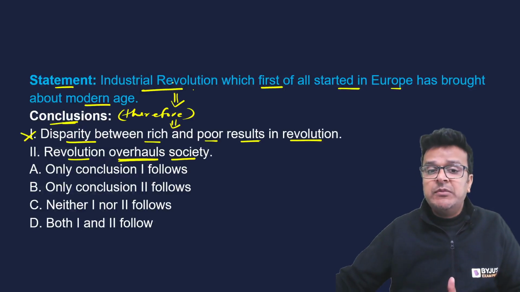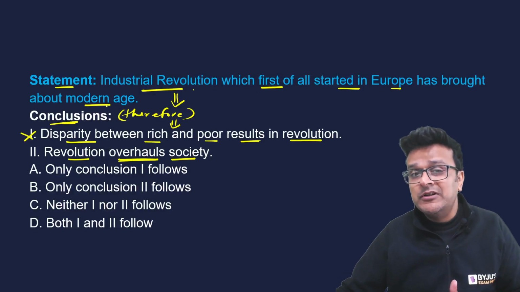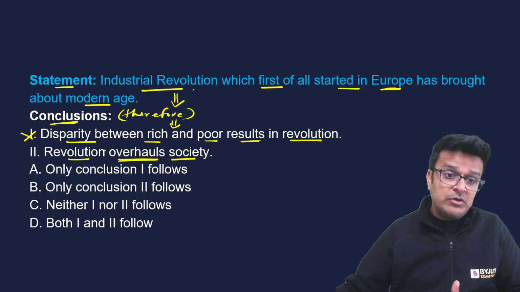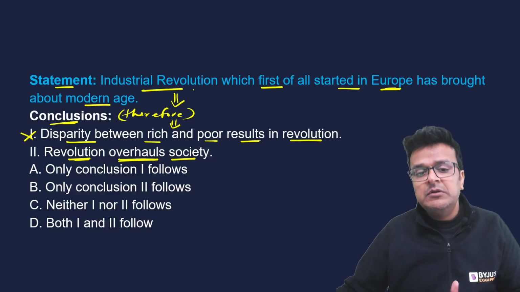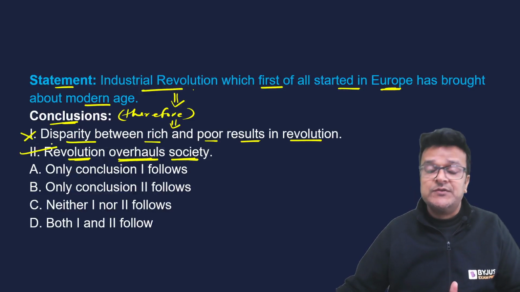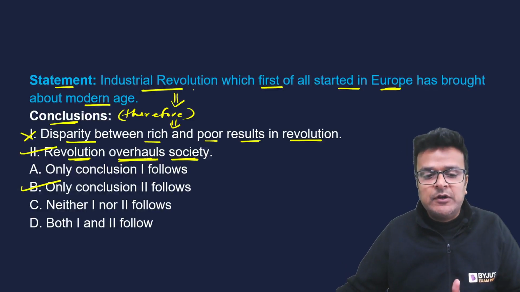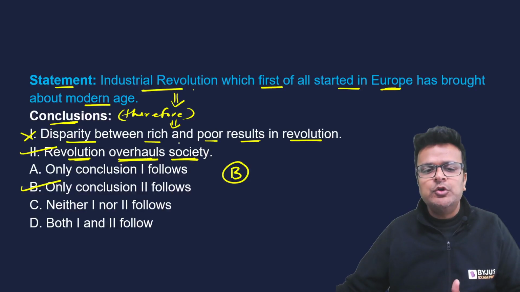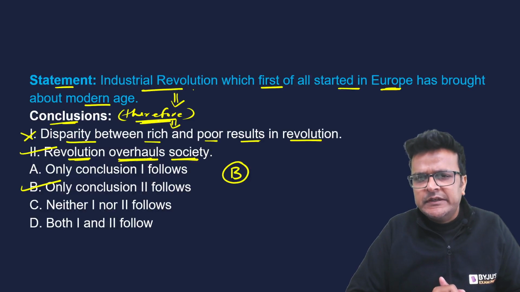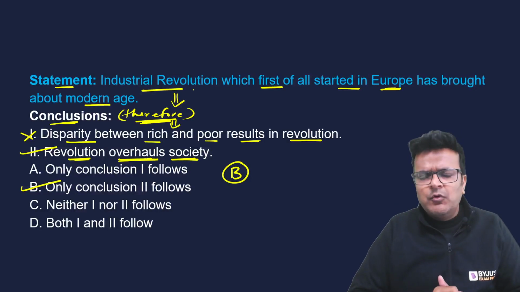Now, the statement says the Industrial Revolution, which first started in Europe, has brought about the modern age. Very clearly the statement is talking about Europe. In that context, we can say that revolution does change society. Remember the assumption is that it is talking about Europe only, so we are definitely going for the second conclusion. So all you need to do is use the word therefore in between and check which option is making sense. If you do these tiny things, getting right answers won't be a problem.